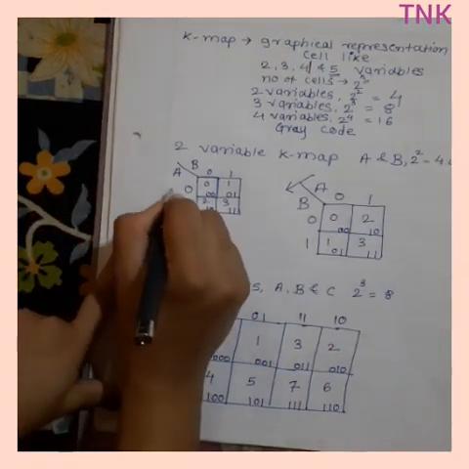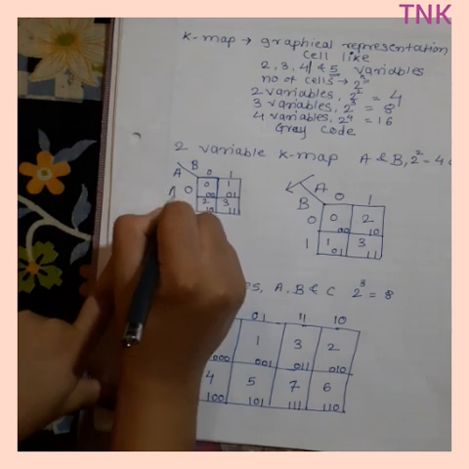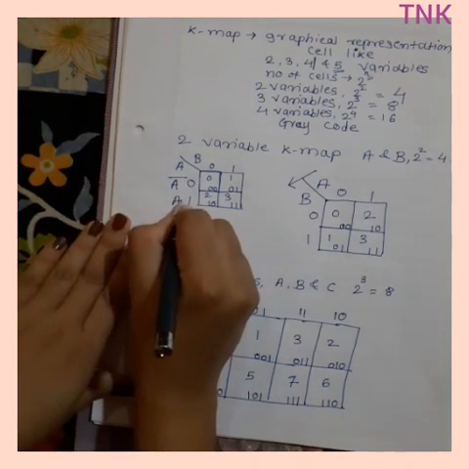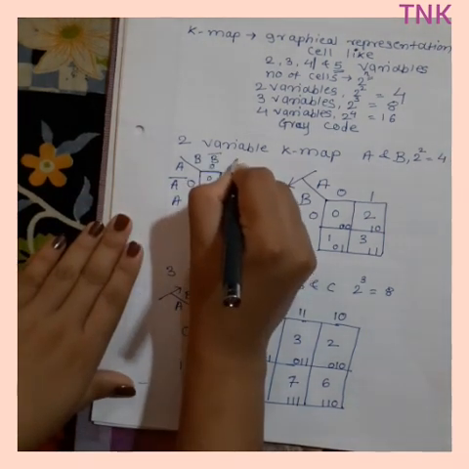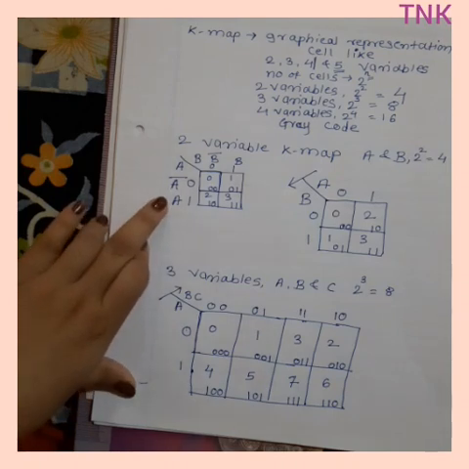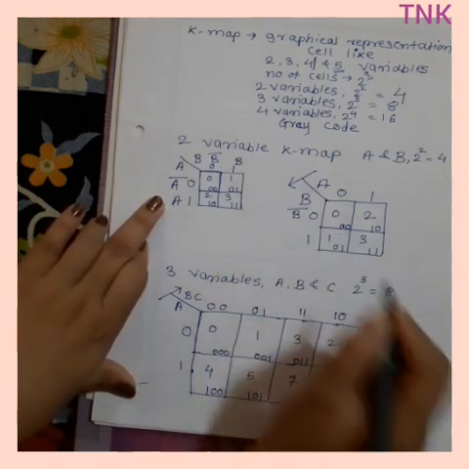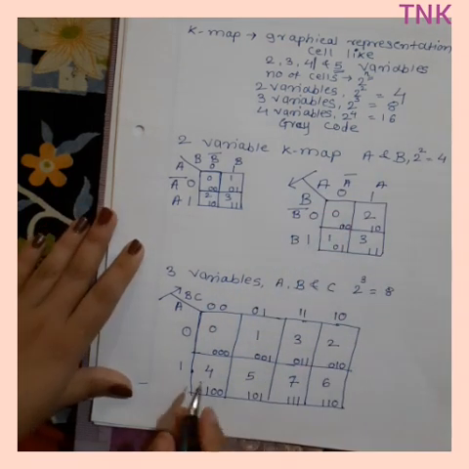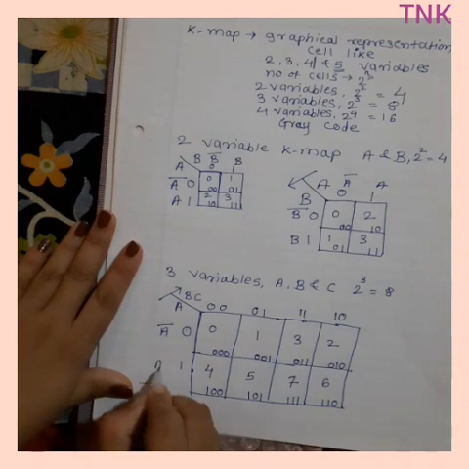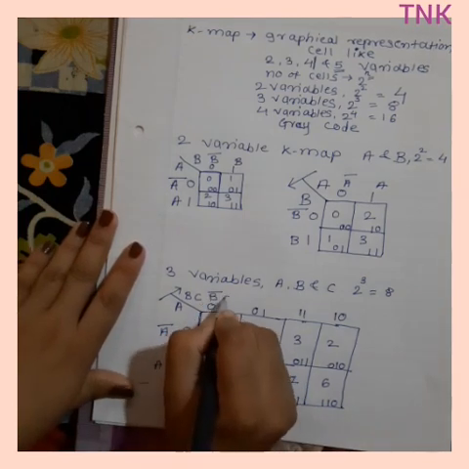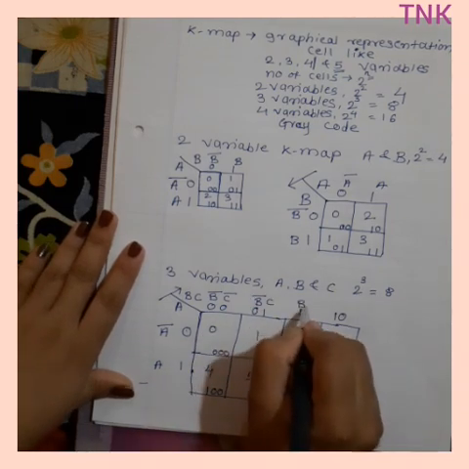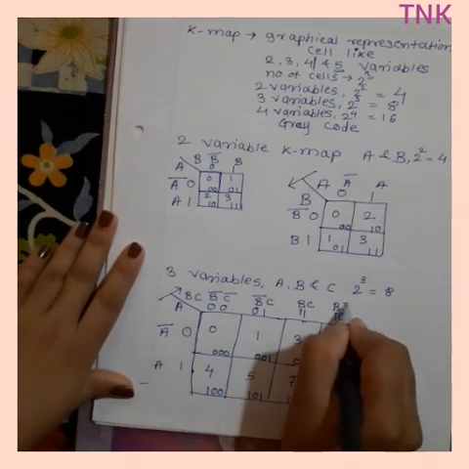Now let's see how to write the cell values in terms of variables. This is A bar, this is A, this is B bar, this is B. So these are the values in terms of variables: A bar B bar C bar, A bar B bar C, A bar B C, A bar B C bar, and similarly for A.